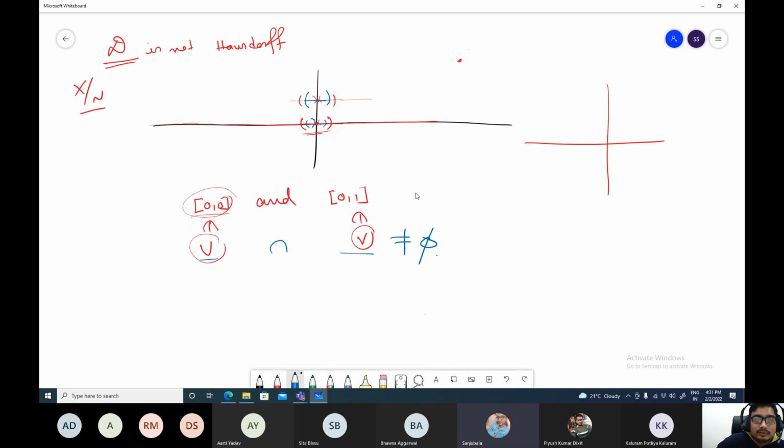So please repeat once again. Yes, sure, I shall repeat. Let us try to understand the open sets, the neighborhoods of (0, 0). (0, 0) is here, right? In the quotient space, any neighborhood, if you take say U, it will be of this form, this open interval.